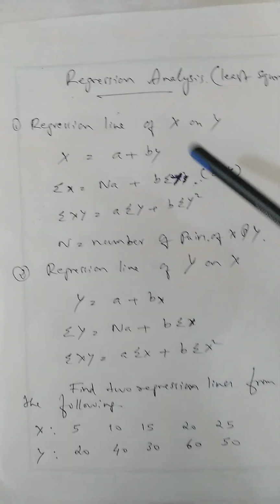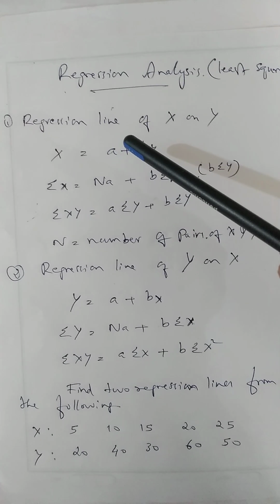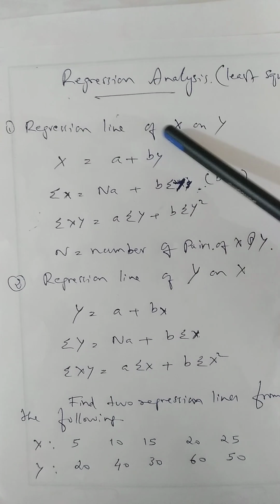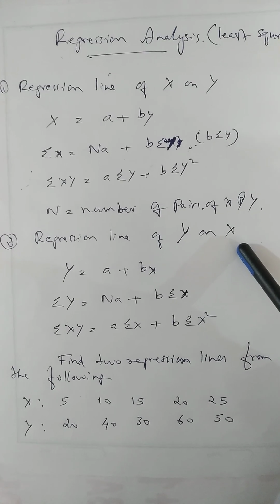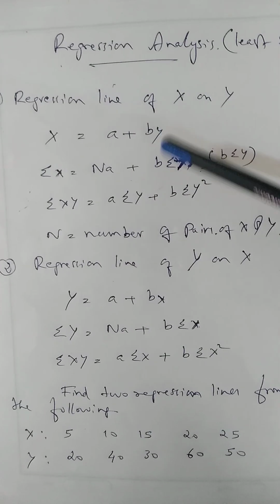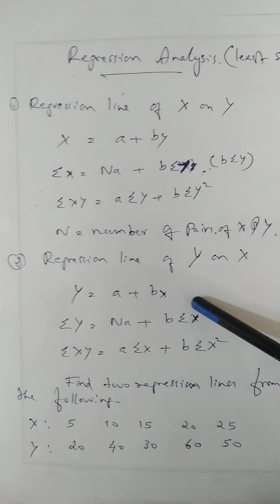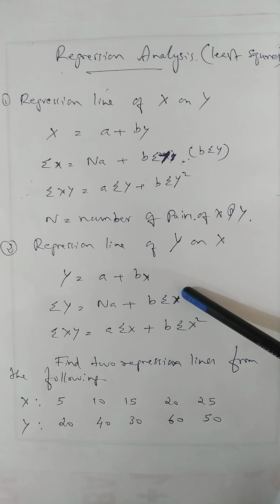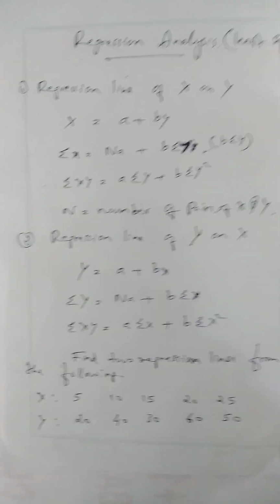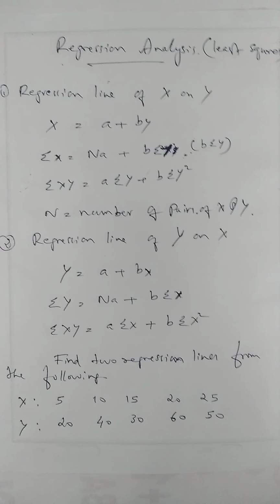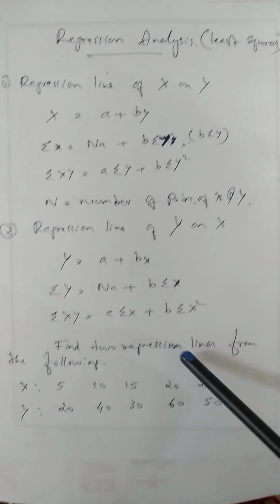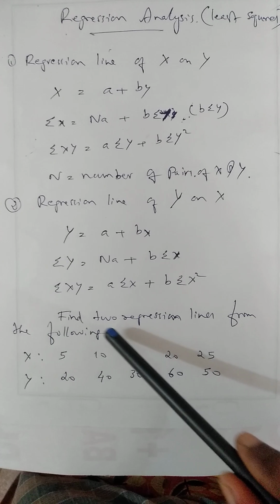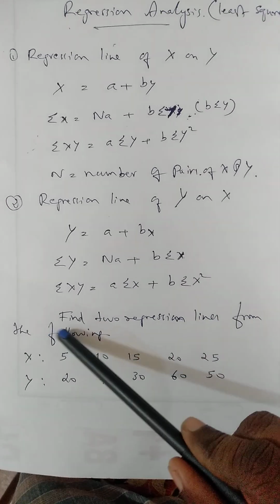Thus, there exist two types of regression lines or two types of regression equations. One is the regression line of x on y, and another is the regression line of y on x. And two sets of formulas are also there to find these regression equations. Now, I explain these equations with the help of a question. Here is a question. Find two regression lines from the following.